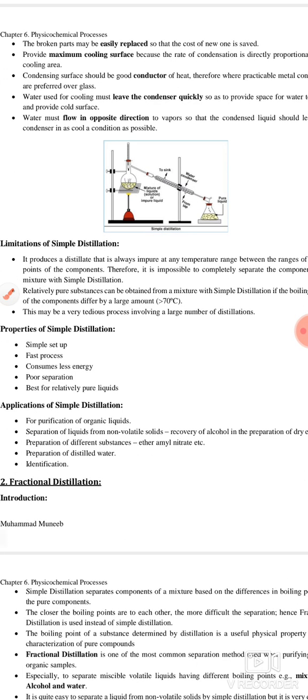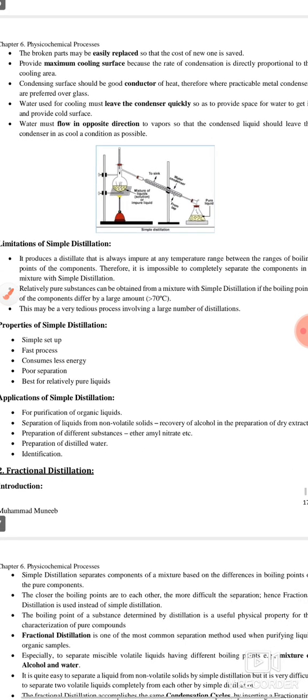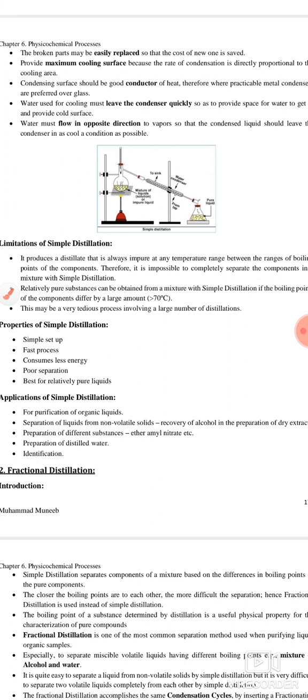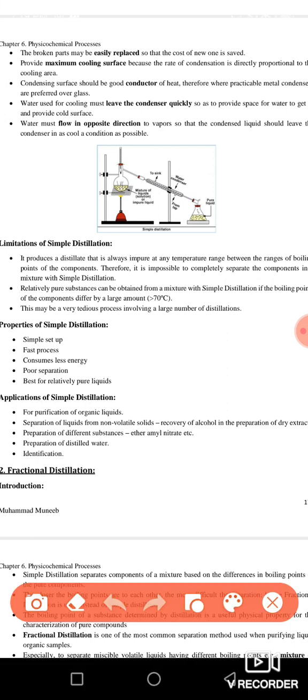So what are the limitations? Every process has some advantages and disadvantages. The limitation in simple distillation is that you have to heat up to the maximum boiling point, which is 70 degrees. It is very simple, and sometimes impure substance will remain in it. If you see the properties, it is a very simple, fast process and consumes less energy. These are the advantages, but it has poor separation, because sometimes some impurity will remain in it, and it is best for relatively pure liquids.